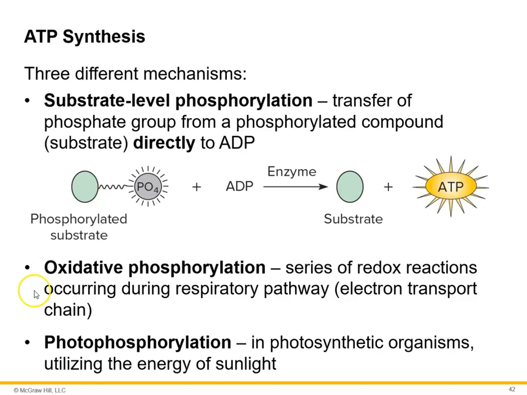The other mechanism, or the other strategy, is oxidative phosphorylation, and we'll talk about this in a little bit. But this is where an organism uses a series of redox reactions, so a way to transfer electrons down a respiratory pathway, such as the electron transport chain. And then there's photophosphorylation, and this you'll see in photosynthetic organisms.